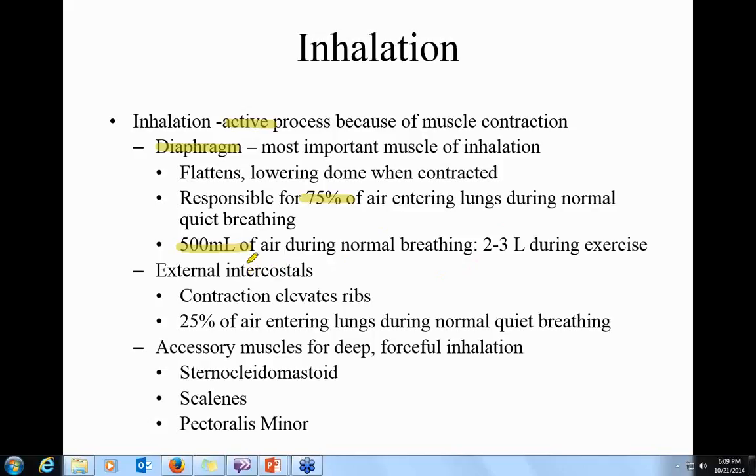The other muscles important for inhalation are the external intercostals. Intercostals are the muscles between the ribs. They're just one set. They're the external or the outer. And they're responsible for about 25% of the air entering. Now, should you begin to exercise, these muscles come into play: sternocleidomastoid, the scalenes, and the pectoralis minor. These are going to help elevate the rib cage even more to bring in more volume. And again, more volume equals lower pressure.